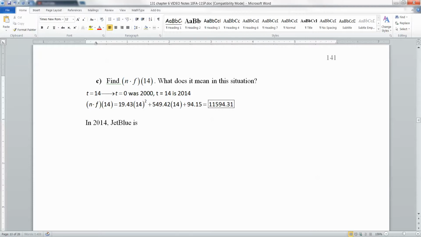JetBlue is expected, or the model expects, let's put it this way, the model predicts that JetBlue will make about, and this was $1 million, so 11594.31 million dollars, in 2014.